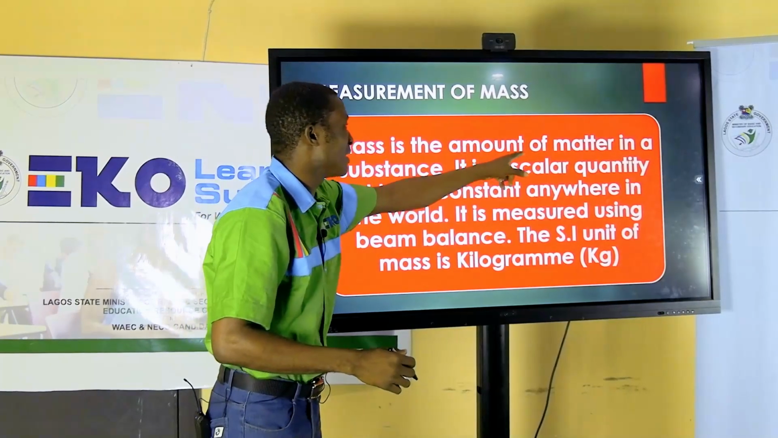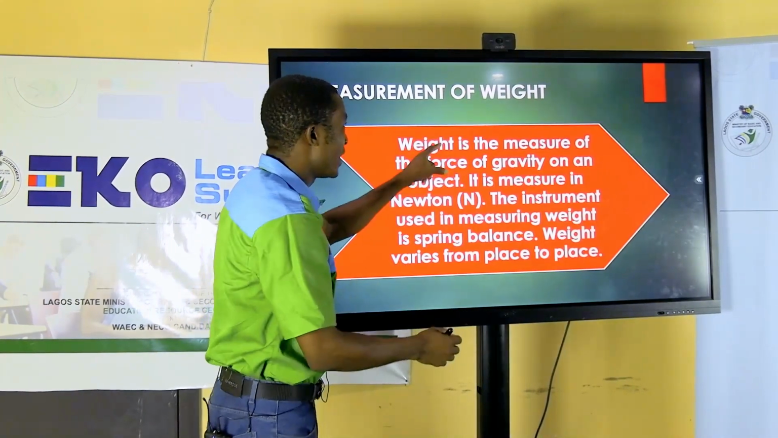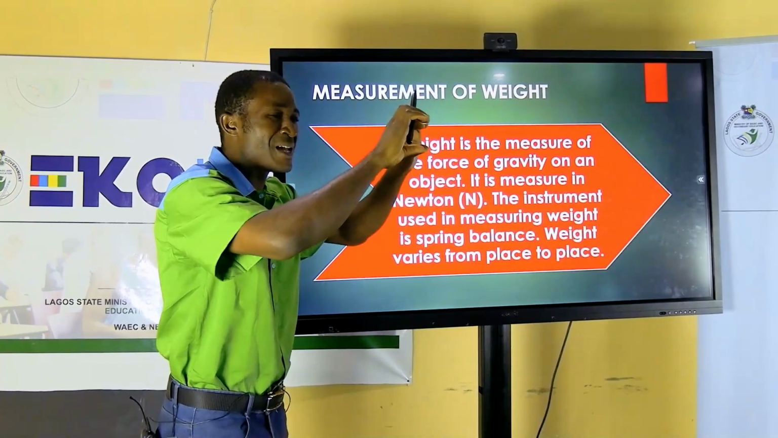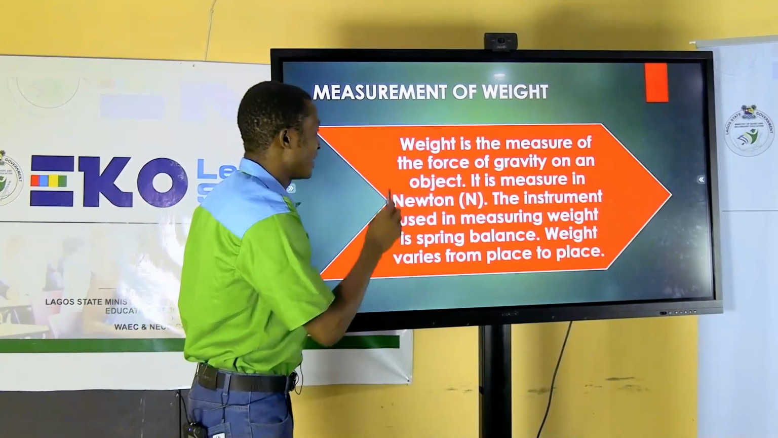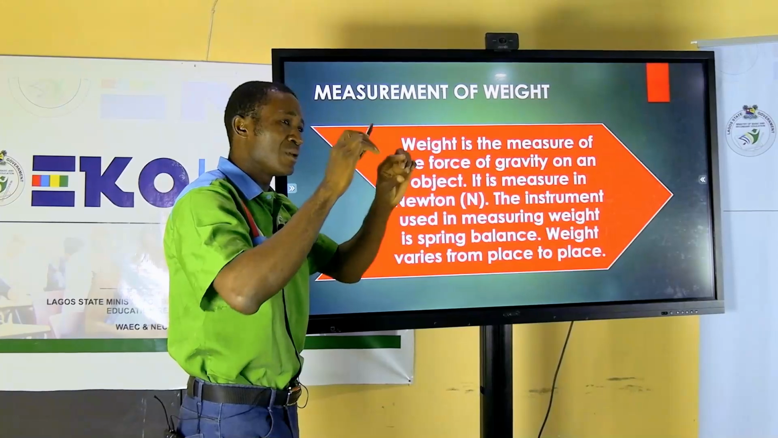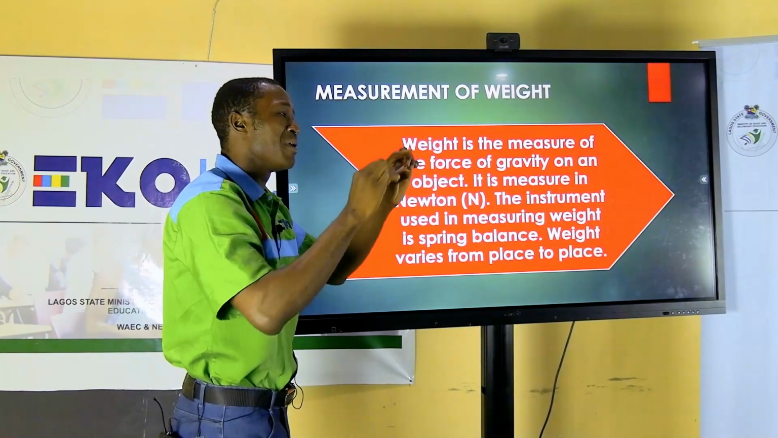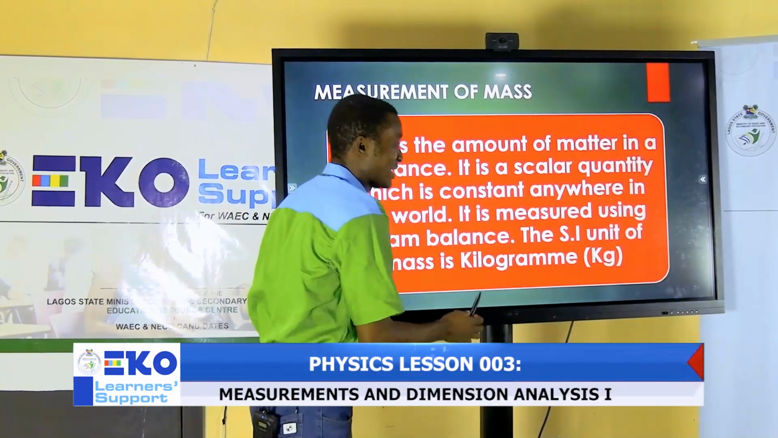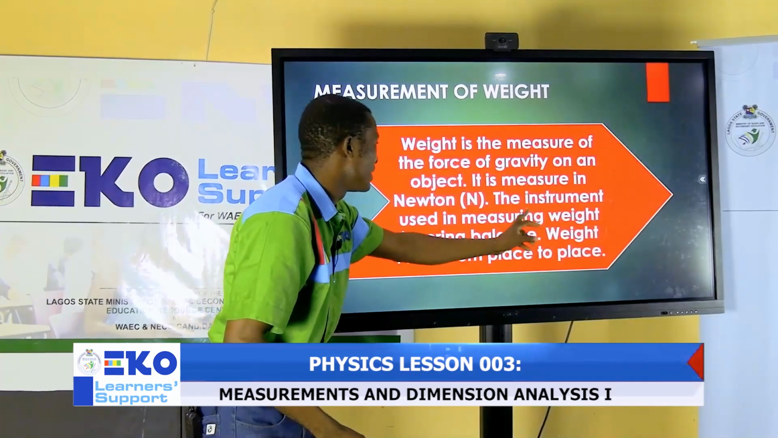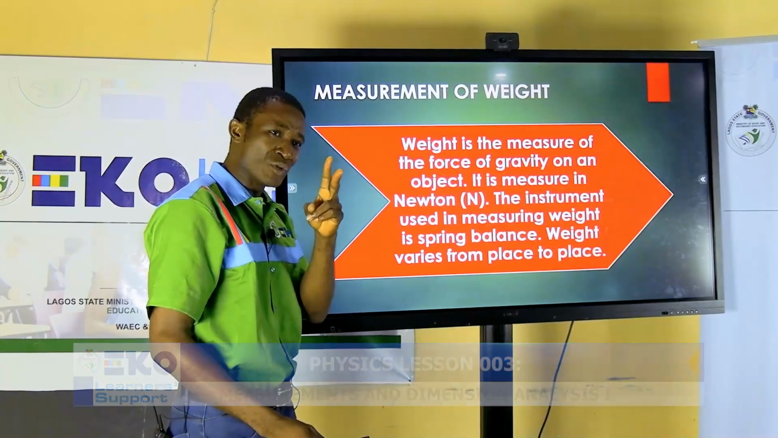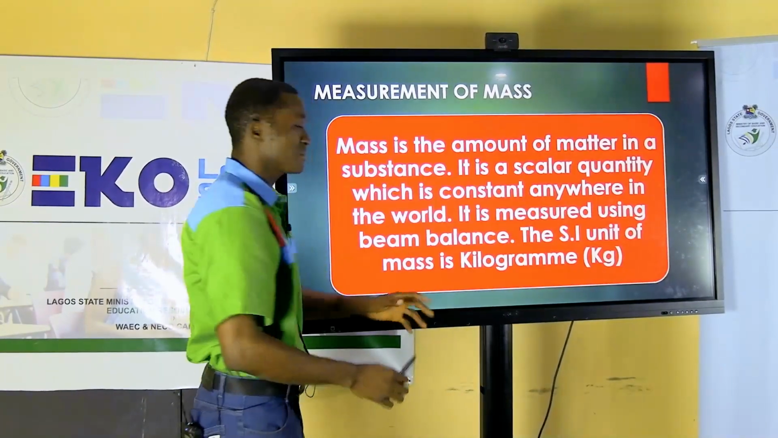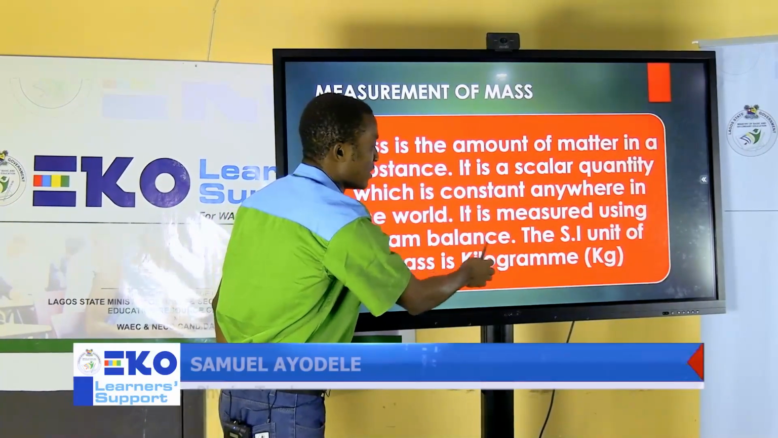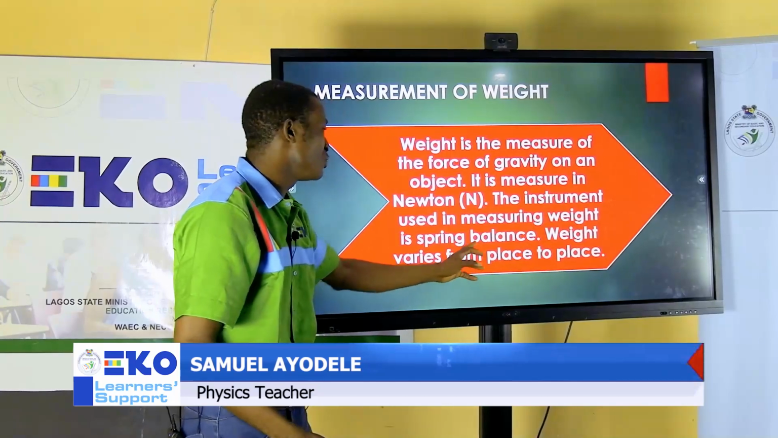So when you say mass is the amount of matter in a substance, you come to weight and say weight is the measure of the force of gravity on an object. So the first pair must be correct. Then the next one, you can compare the unit. Number one, we have compared the meaning, the definition. Number two, let's compare the unit. Mass is measured in kilogram. That's the SI unit. Weight is measured in Newton. So we have two differences between mass and weight. Let's go to the next one. Let's compare the instrument for measurement. Number three, mass is measured using a beam balance. But what about weight? Weight is measured making use of what?